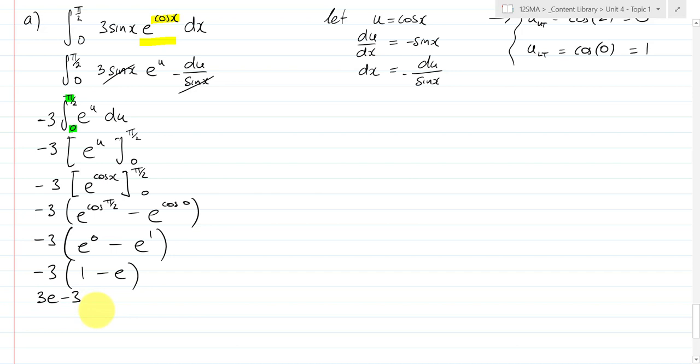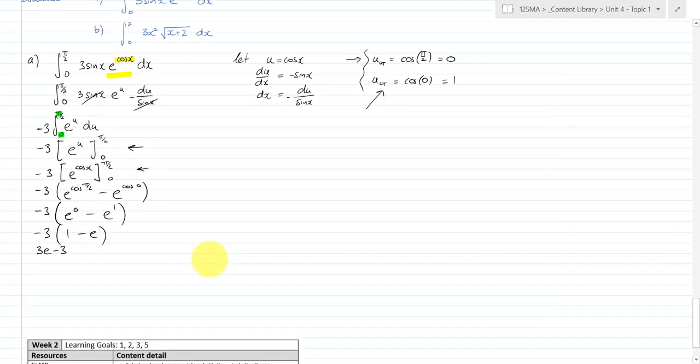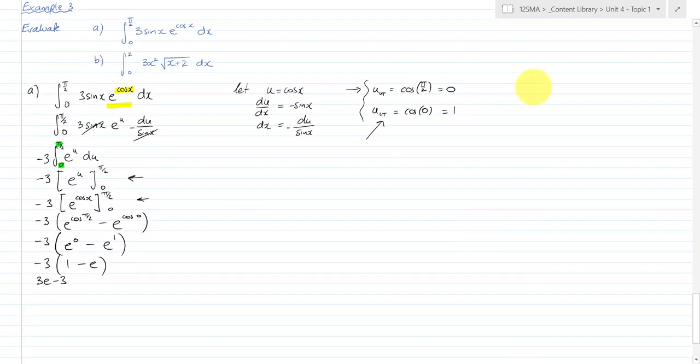So that's question A, and the only new thing really there is the recognition that we either have to change the terminals to be u terminals and substitute them in at this stage when we have e to the u, or don't change the terminals but make sure we've substituted our u back out before we substitute the terminals in. Very important concept. And we'll have a look at question B. So I'll just drag it over here.